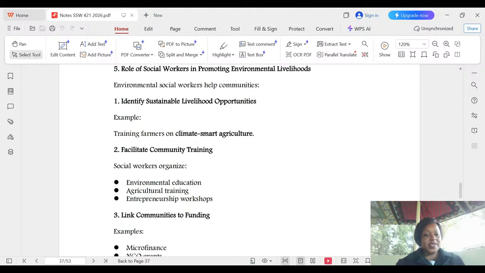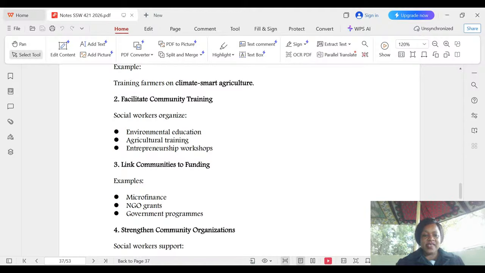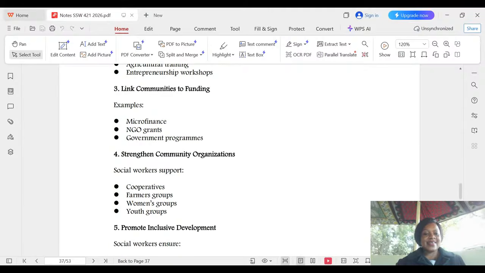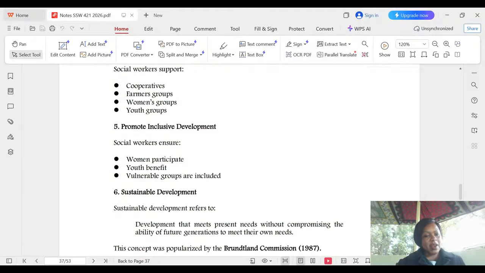Again, you'll be linking communities to funding. You have these skills in proposal writing. You have your networks with funders and with the organizations. So, for example, you link communities to microfinance, to NGO grants, to various government programs, to county government programs, okay, national and county programs, okay, among others. You'll strengthen community organizations, you'll support cooperatives, you'll support farmer groups, you'll support women groups, the chamas, you'll support youth groups, okay? You'll promote inclusive development, okay?